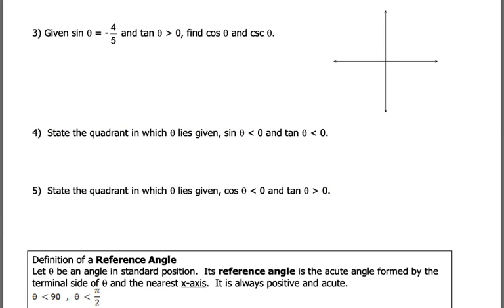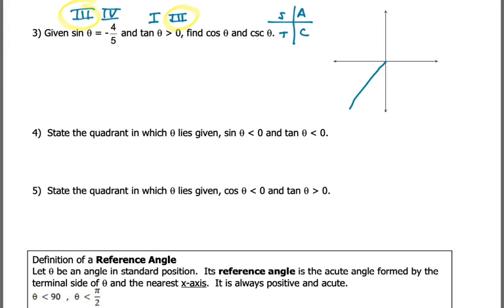Okay, on the next one, we're saying that the sine of theta is -4/5. So thinking through that, all students take calculus. The sine is negative in the 3rd quadrant and the 4th quadrant. Tangent of theta is positive, so that happens in the 1st quadrant and the 3rd quadrant. So the quadrant that we're going to focus on is quadrant 3. That's the one they share in common.